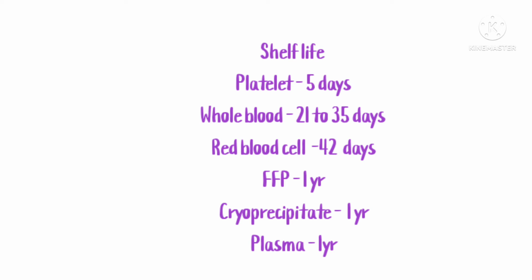Fresh frozen plasma stored at minus 65 degrees Celsius or cooler. Shelf life is 1 year. Cryoprecipitate stored at minus 20 degrees Celsius or cooler. Shelf life is 1 year. Plasma stored at minus 20 degrees Celsius or cooler. Shelf life is 1 year.